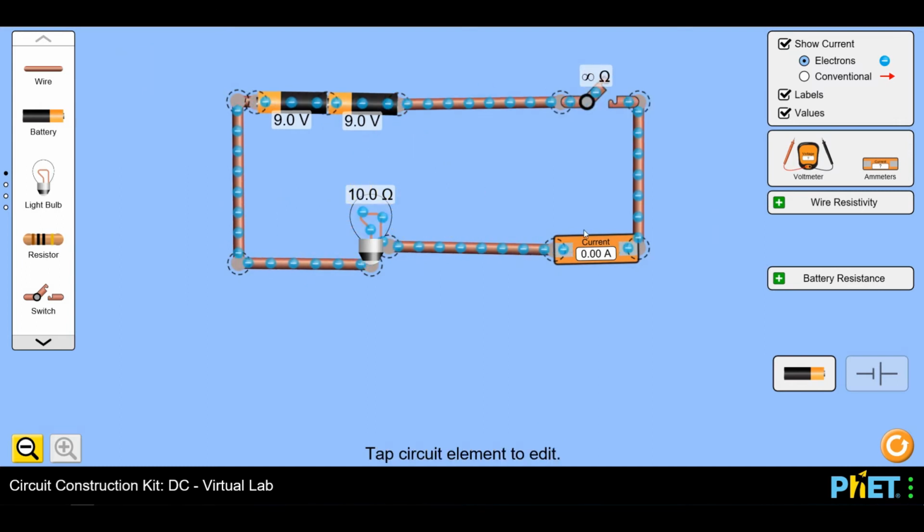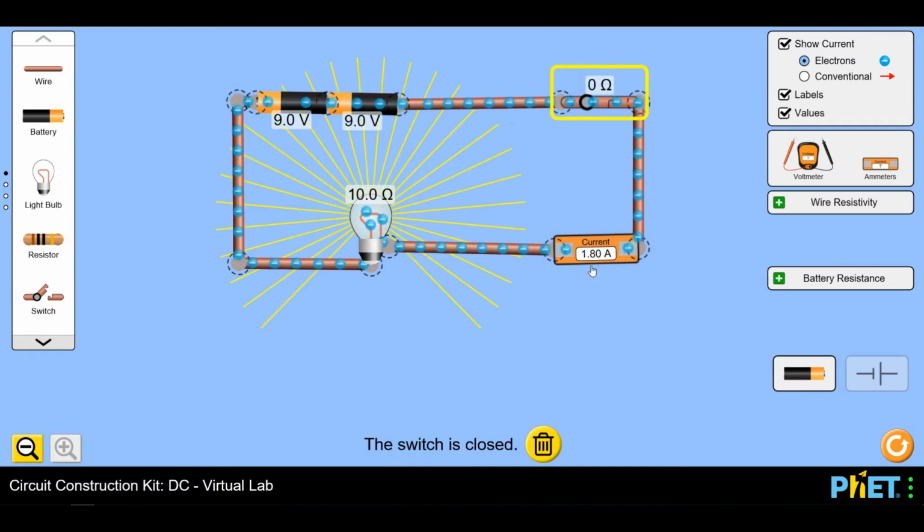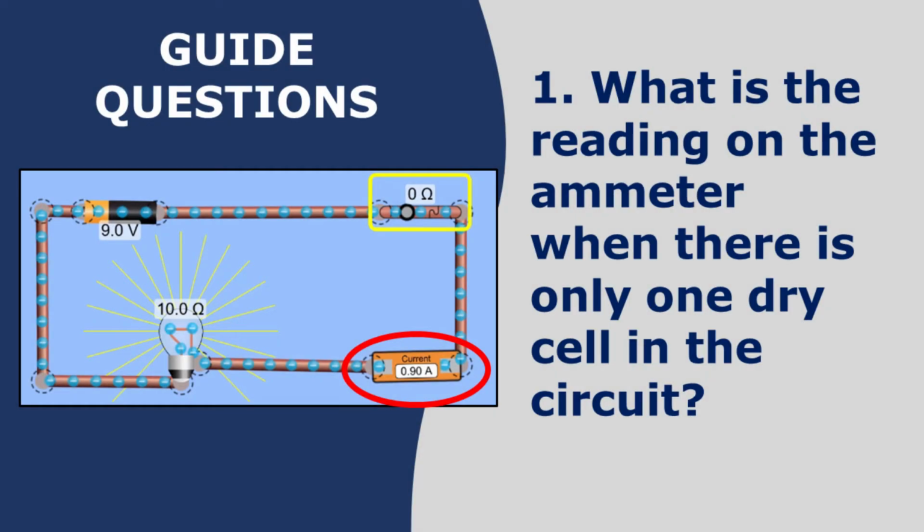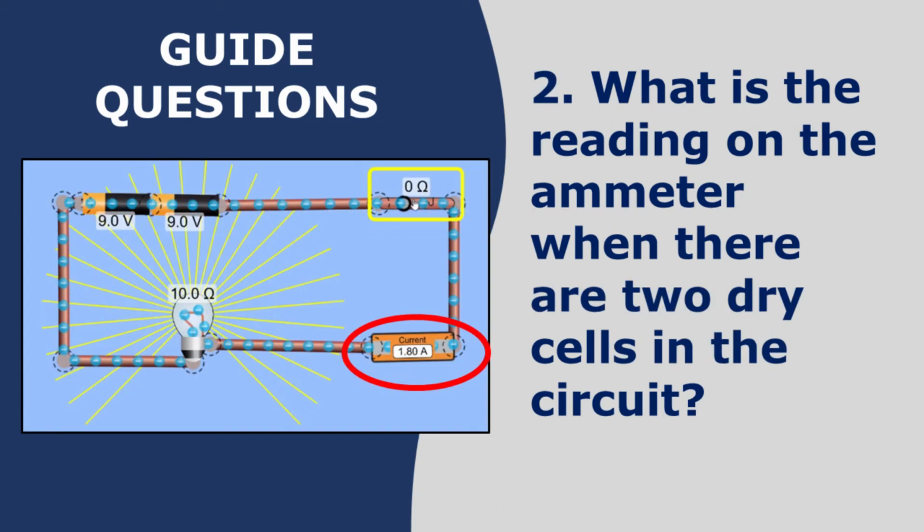This time, we will add another dry cell to the circuit. Close the circuit again and note the reading in your ammeter this time. Guide questions. Number 1. What is the reading on the ammeter when there is only one dry cell in the circuit? Number 2. What is the reading on the ammeter when there are two dry cells in the circuit?